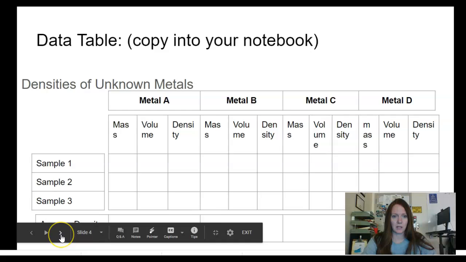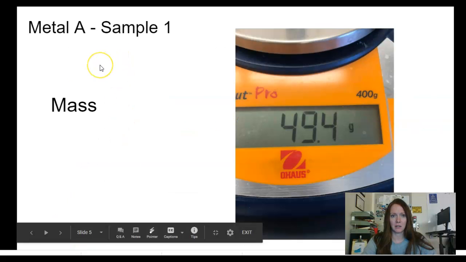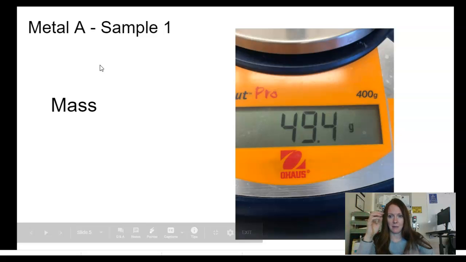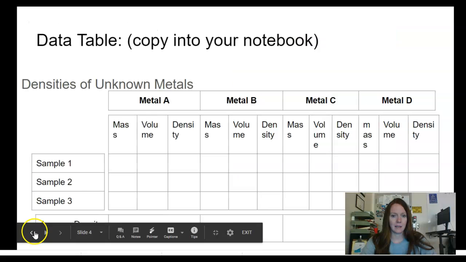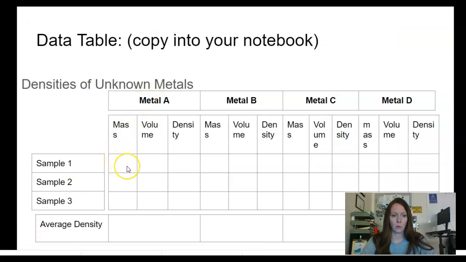So the first one here, if I show you, I had metal sample A, and I found the mass, and then the mass is 49.4 grams. And so you're going to go back, and under metal A, sample 1, you're going to put 49.4 grams here.